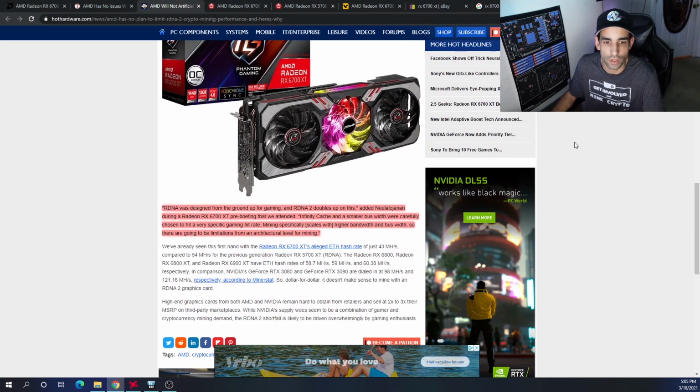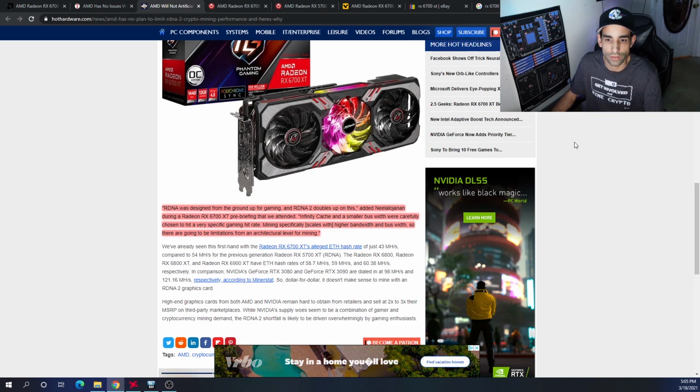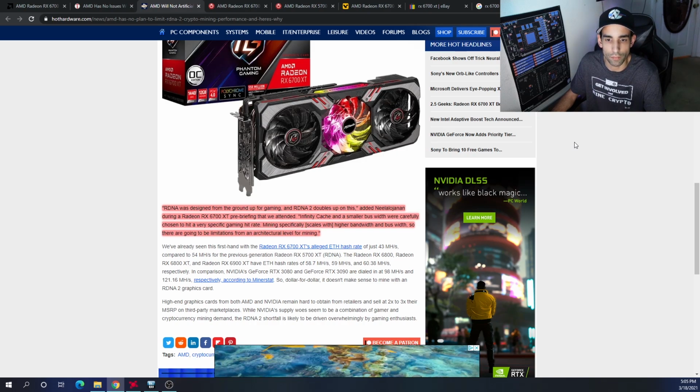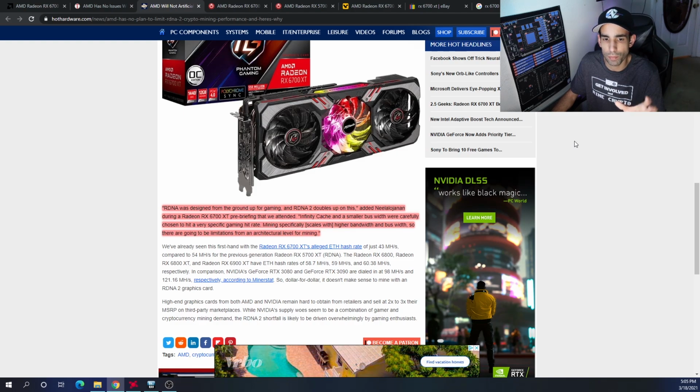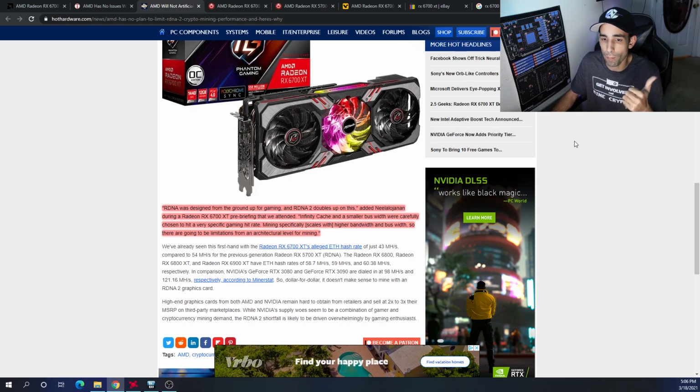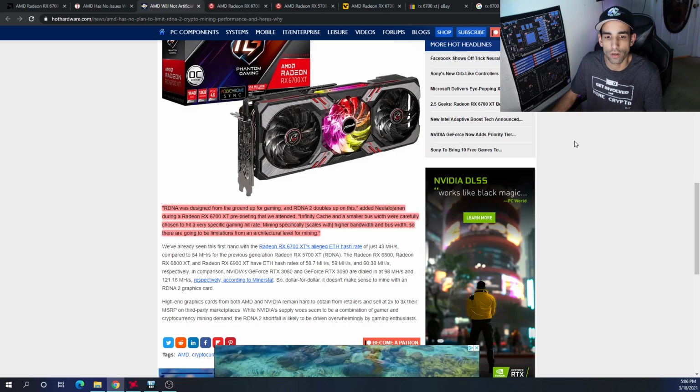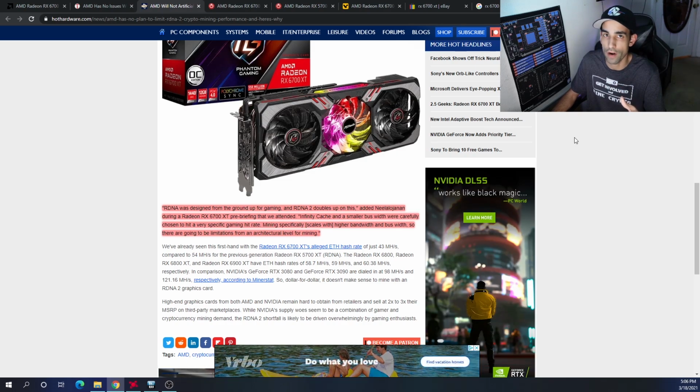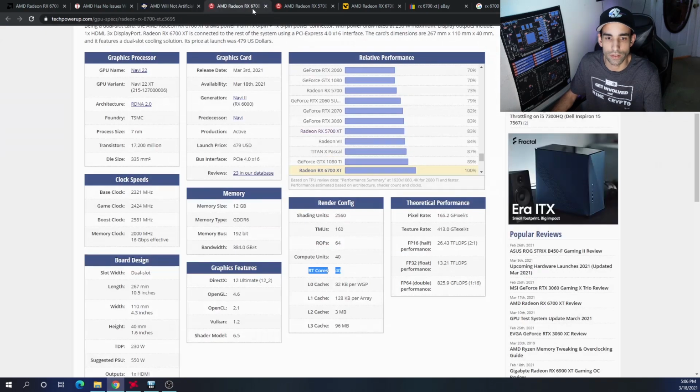RDNA was designed from the ground up for gaming, and RDNA 2 doubles up on this. During a Radeon RX 6700 XT pre-briefing, which I believe is what most of them were in, Infinity Cache and similar bus width were carefully chosen to hit a very specific gaming hit rate. Mining specifically scales with higher bandwidth and bus width. So there are going to be limitations from an architectural level for mining. So there's no driver bypass, no BIOS bypass, no nothing. It's the architectural level that limits us, okay?